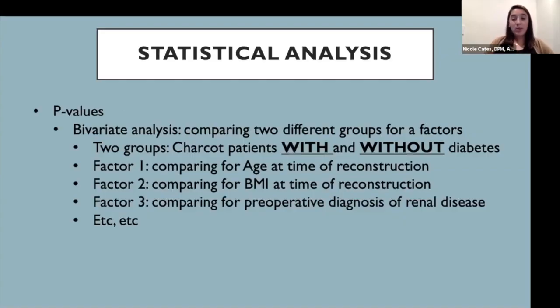So p-values, the way you ask the statistician to get p-values, you have to ask for bivariate analysis. So you're comparing two different groups for a factor. And so in our previous example, we have Charcot patients with and without diabetes. So with and without diabetes is one of our factors. And then one of the next factors we'd be comparing is age. And so you could get a p-value for age. And then for the next factor, you compare BMI. And you'd be comparing with and without diabetes to BMI, and you get a p-value. So you individually compare each of these factors one by one, you get a p-value for each of them.